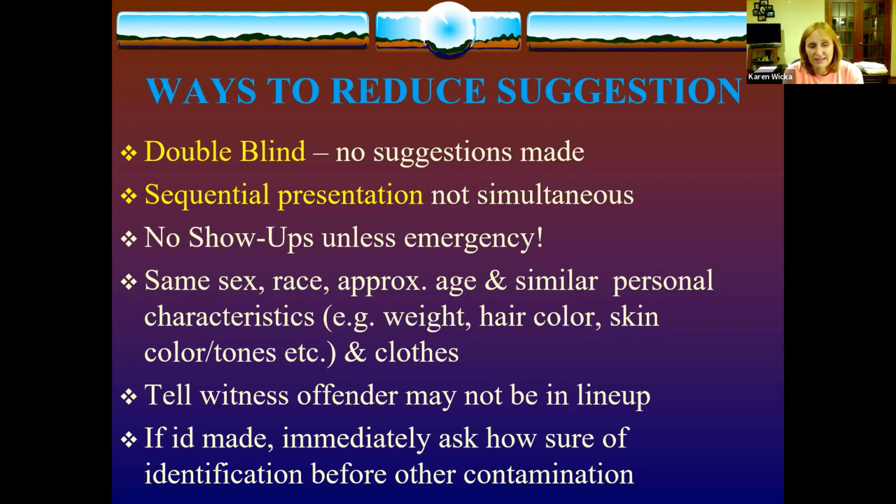The other thing that they suggest is what we call a sequential presentation. So instead of just laying 5 photos out in front of the person, show them one picture at a time. Is it this person? And then they have to decide yes or no. Is it this person? Yes or no. The reason is that there's been a lot of studies that when they have all the pictures there, they're going to try to narrow it down to the person that most looks like that person.